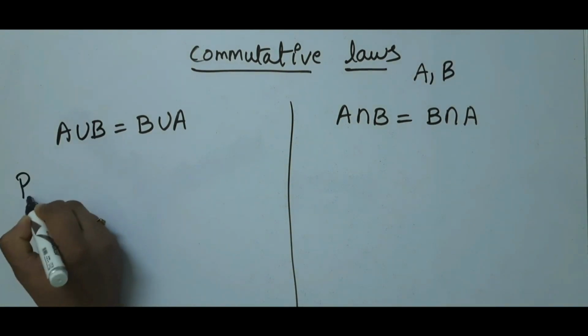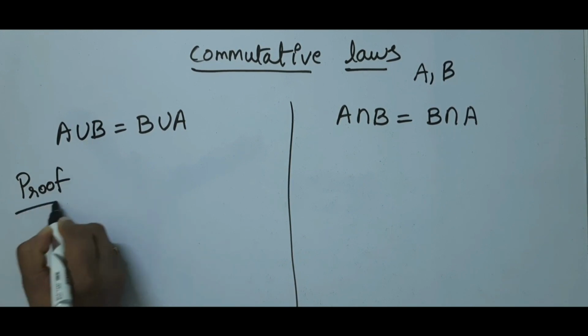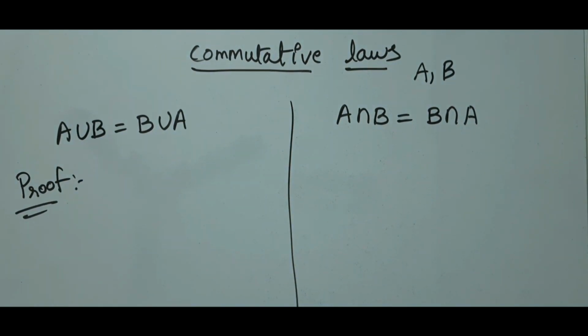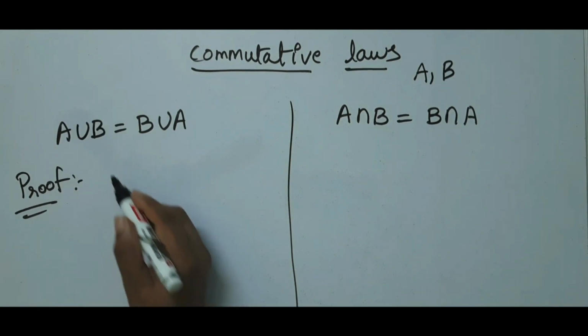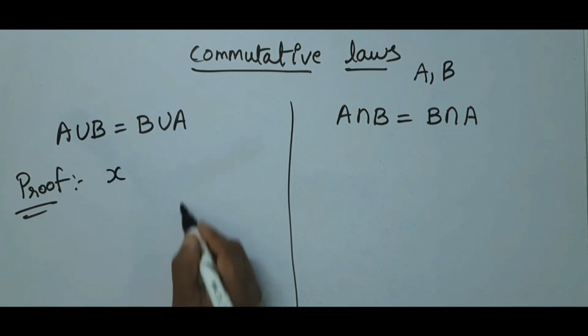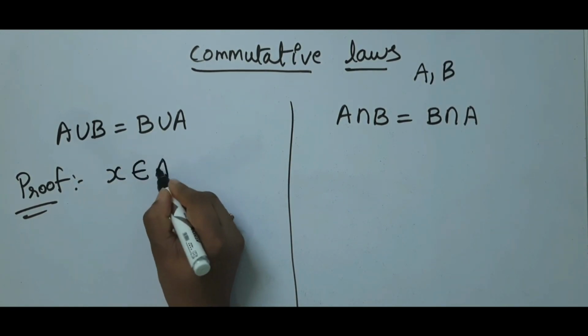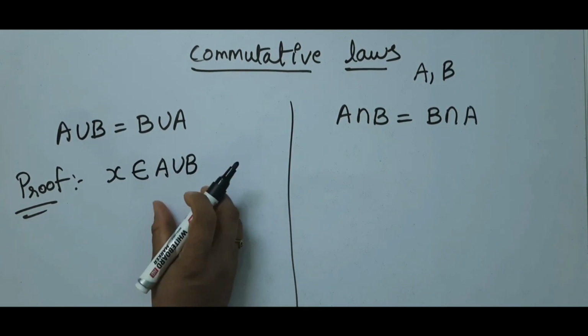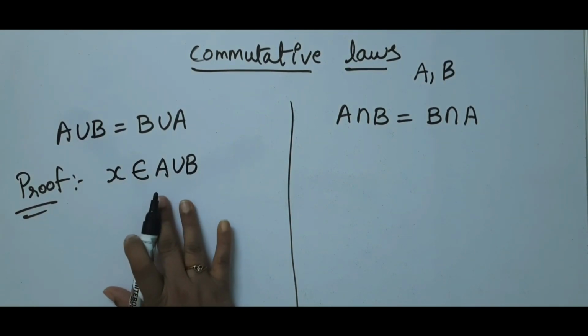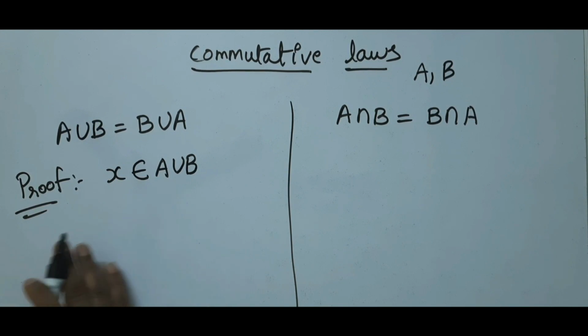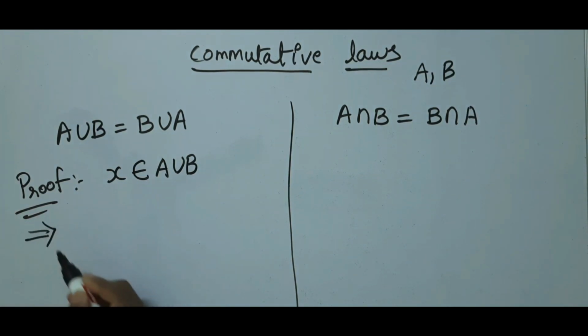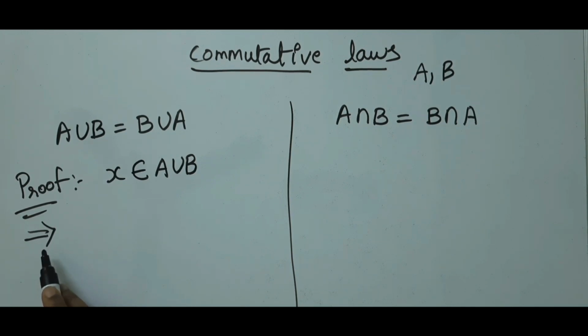Proof for this. Proof is very simple. Just understand it. Okay. Let us take any element which belongs to A union B. So let X be any arbitrary element which belongs to the set A union B. Next, keep an implies symbol. Mathematically this is termed as implies. This indicates that this statement can also be written as.